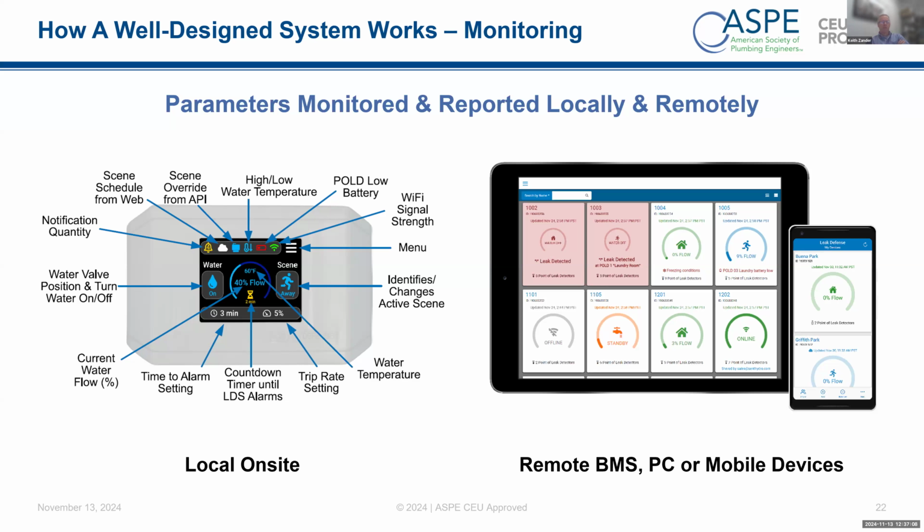What's your mode change? You're on a night mode, day mode, away mode, weekend mode. So you easily see that. You see what your water flow is, see what your water temperature is. You see what your countdown timer looks like. You see what your trip rate looks like. See what the water high-low temp alarm status is. If you got batteries on the system, you see the status there. So on the left-hand side, that's an on-site display panel for one valve.